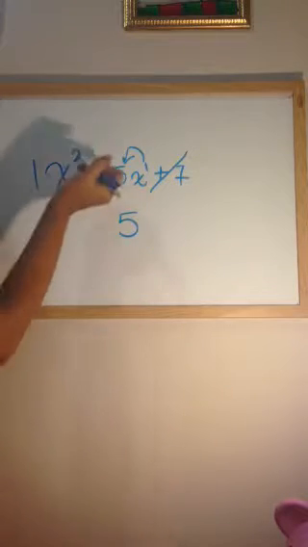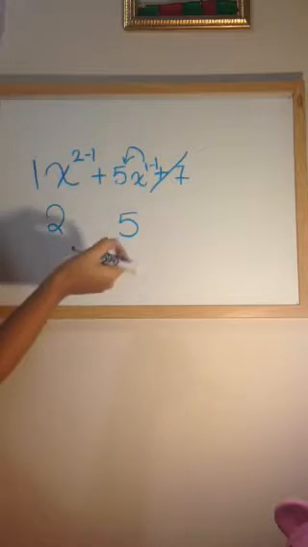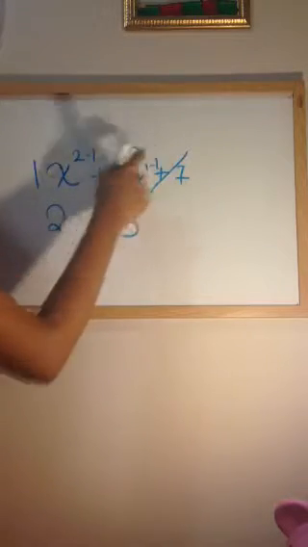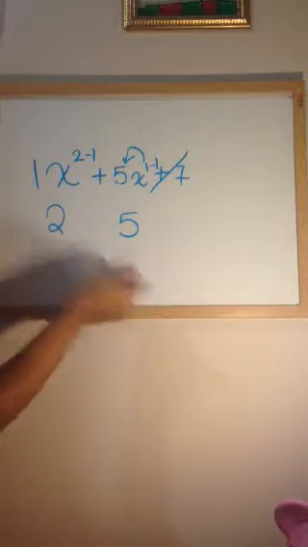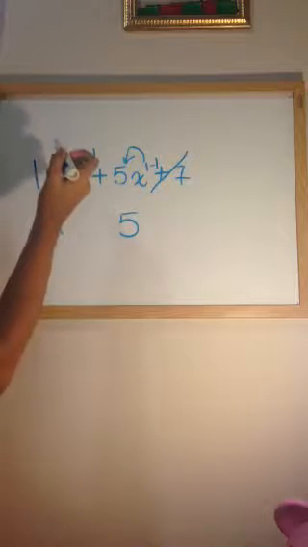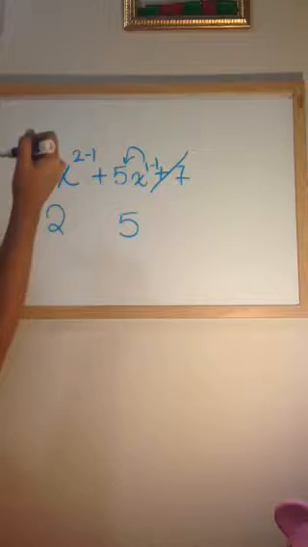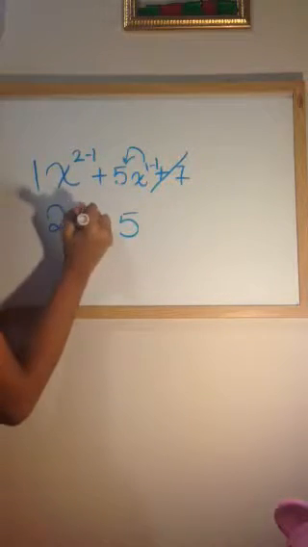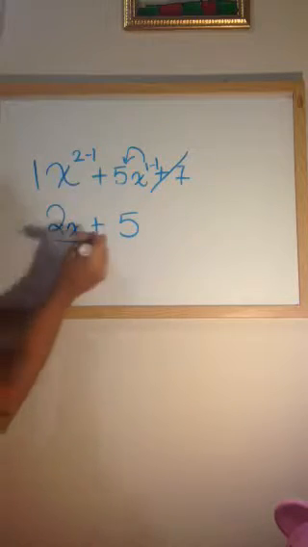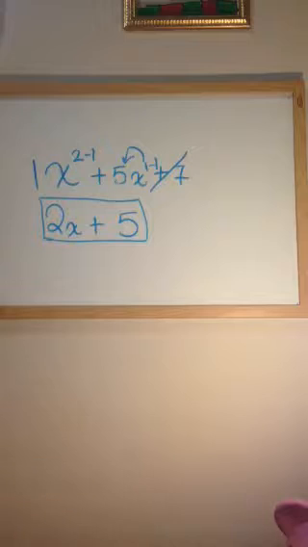And then you drop the exponent by 1. So 2 minus 1, 1 minus 1. 1 minus 1 is 0. So x to the 0th power is 1. 1 times 5 is just 5. So it just stays 5. And then on this one, 2 minus 1 is 1. x to the first is x. So it's still 2x. And then, of course, you bring down the plus sign. And that is your derivative for this function. Pretty simple, isn't it?